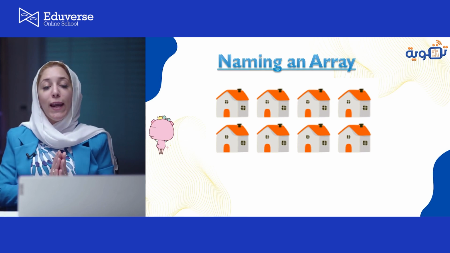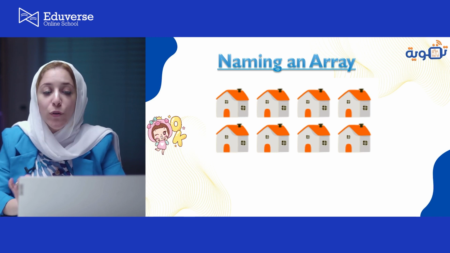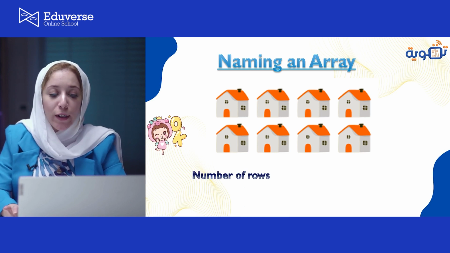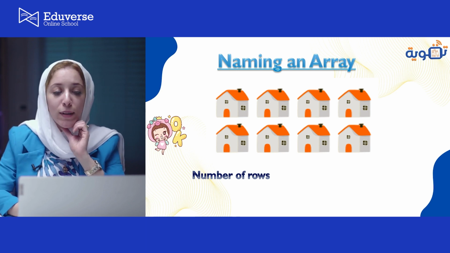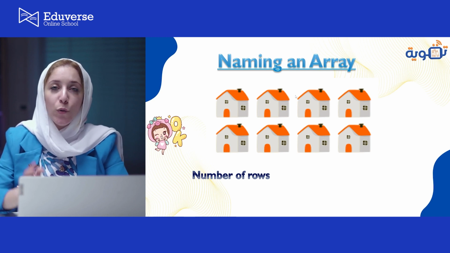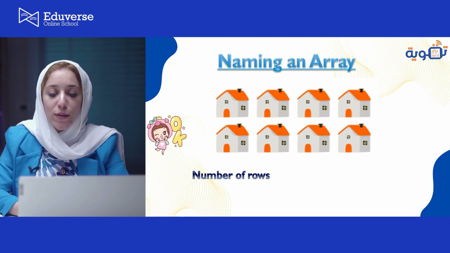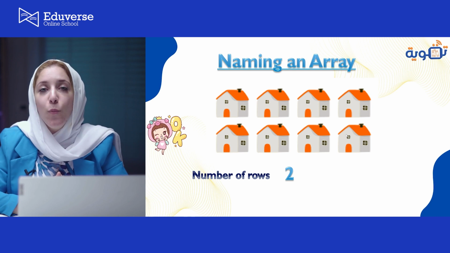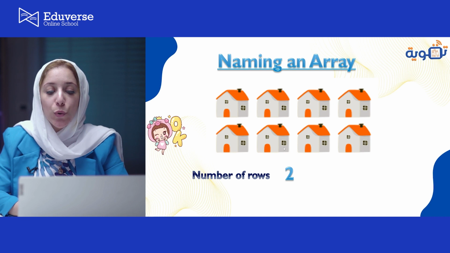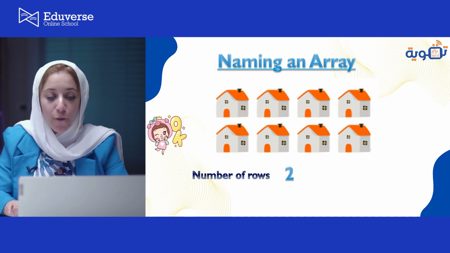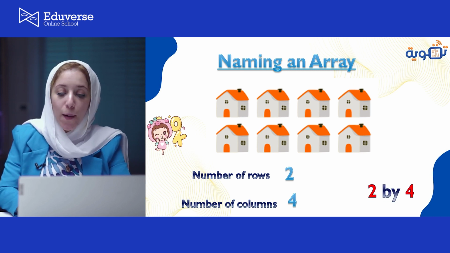Now, let's talk about naming an array. As you know, each array has its name. So how can you write the name of an array? We write the name of the array as the number of rows by the number of columns. So let's count how many rows in this array. Rows, like when you're sleeping. So we have 2 rows. Very good. And how many columns? Let's count. 1, 2, 3, 4. We have 4 columns. So the name of this array is 2 by 4.